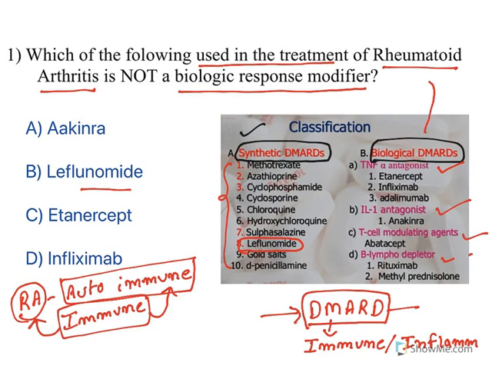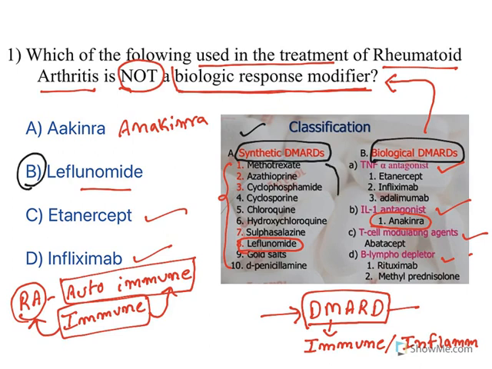So these biological DMARDs, disease modifying anti-rheumatic drugs, are also known as biologic response modifiers. The question asks which of the following is not a biologic response modifier. Anakinra is an interleukin 1 antagonist. Etanercept, infliximab, all of them are biological response modifiers. The only exception is leflunomide. This is a synthetic DMARD. So this is a concept oriented question, and you need to understand what DMARDs are and what biological and synthetic DMARDs are. I hope this is clear now.